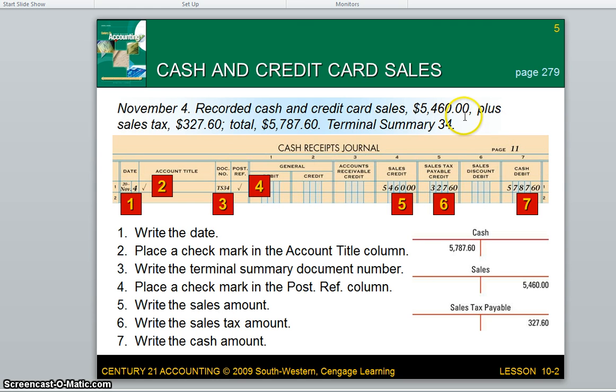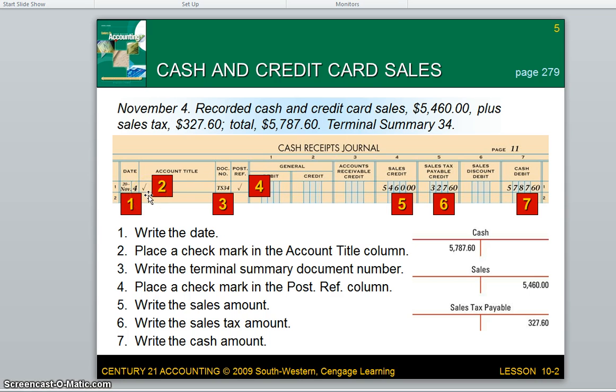Here's our first example of a transaction, November 4th, recording cash and credit card sales of $54.60 plus our tax of $327.60, bringing in a grand total of $57.87 and 60 cents. Terminal summary 34. So this is our sales for the day that we brought in. Whether it's cash, credit, doesn't matter. We're still bringing in this money. So in this case, all the steps are listed. This is in the PowerPoint and what to do, but we put the date.